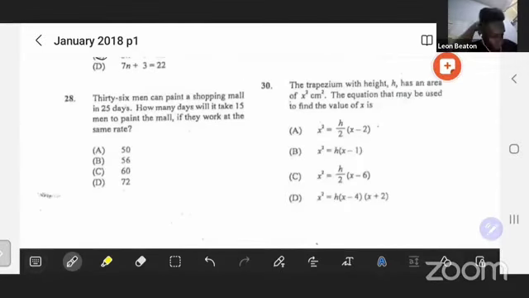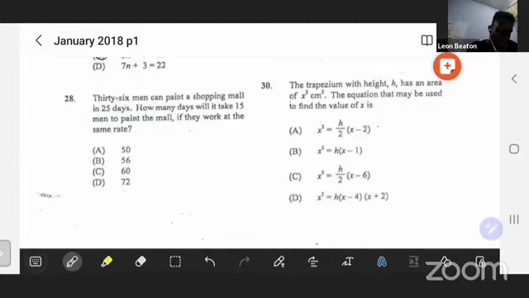28 says 36 men can paint a shopping mall in 25 days. How many days will it take 15 men to paint the mall if they work at the same rate? Good. So this is saying 36 men can paint the mall in 25 days. So let's find the amount of days that it will take one man to paint the mall.